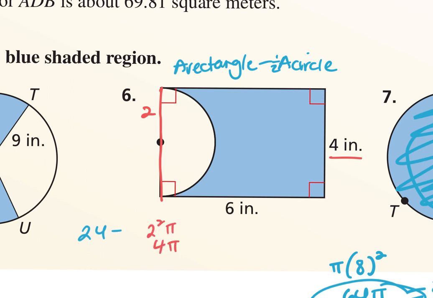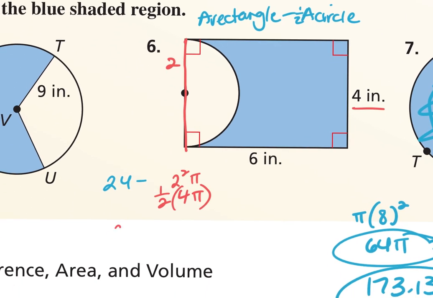But there's only half the circle there. So half of 4 pi would be 2 pi. And then 24 minus 2 pi, 17.716, or 17.72.